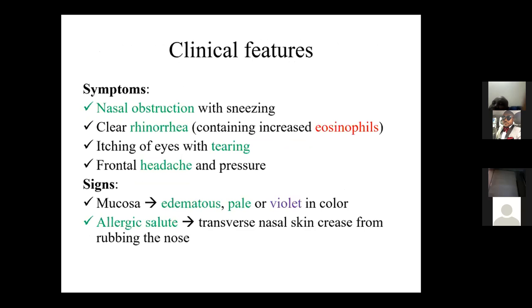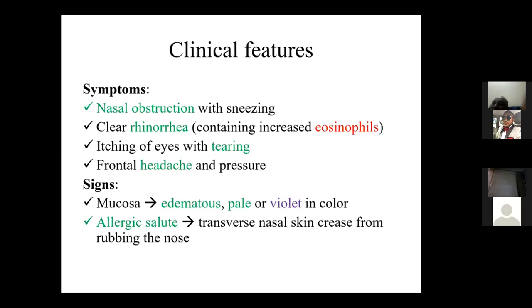Now, clinical features. The most common symptoms we have are nasal congestion, and the person can start sneezing. There could be rhinorrhea, that's catarrh formation, itching of the eye, and tearing. There could be headache. There could also be pressure in the head. The person starts feeling headache and fullness of the head.